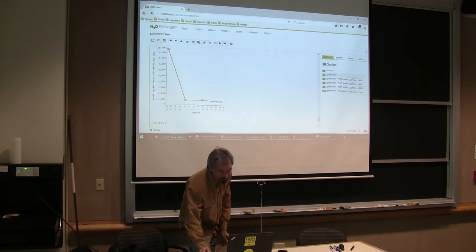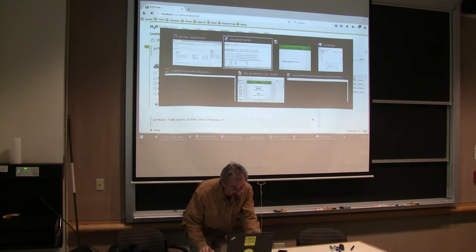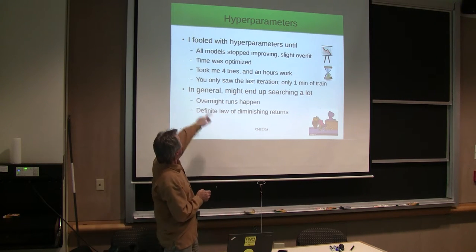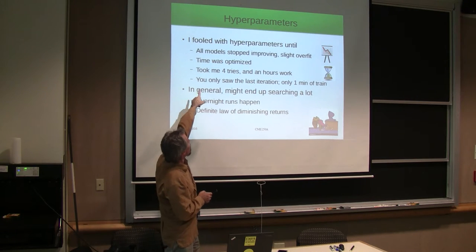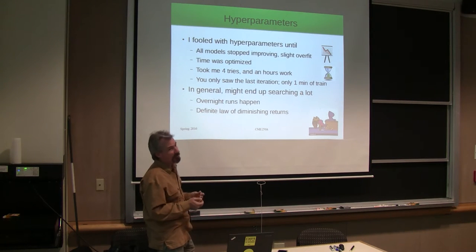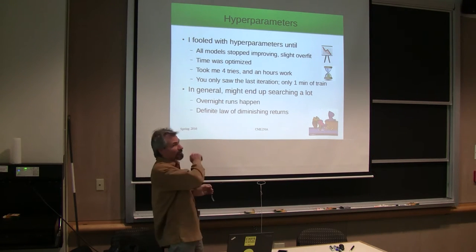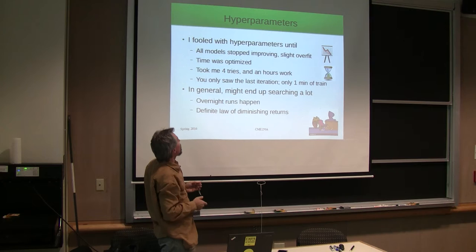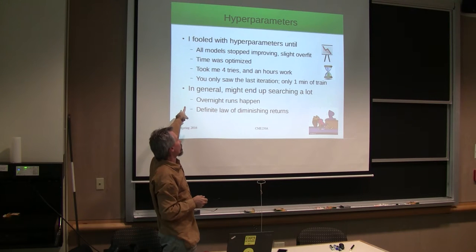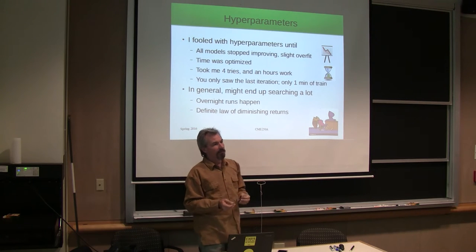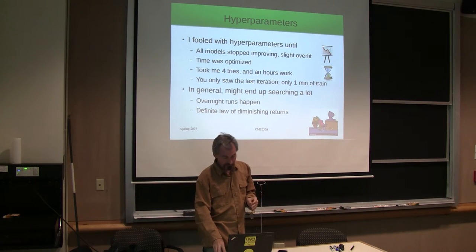So at this point, I've messed around with models more than I want to, and I have some obvious winners and losers and a pretty good set. Basically, I messed around with hyperparameters, and in this case, I fiddled with them for more than an hour. It took me a bunch of tries. And I went until the models stopped really improving, and I got minor overfits. So I ran all those numbers out a ways, and they weren't actually getting any better, and then they all trained in about a minute. But in general, you wind up searching a lot. You can do overnight runs with grid searches over hyperparameters, and there's a definite law of diminishing returns. So at some point, it's like, okay, be done. Quit doing this. Spend your time elsewhere.